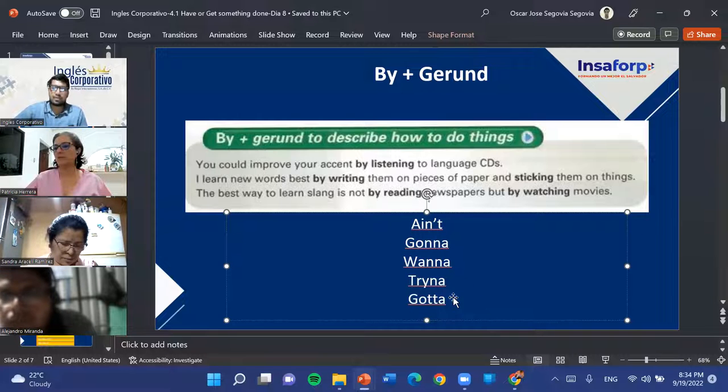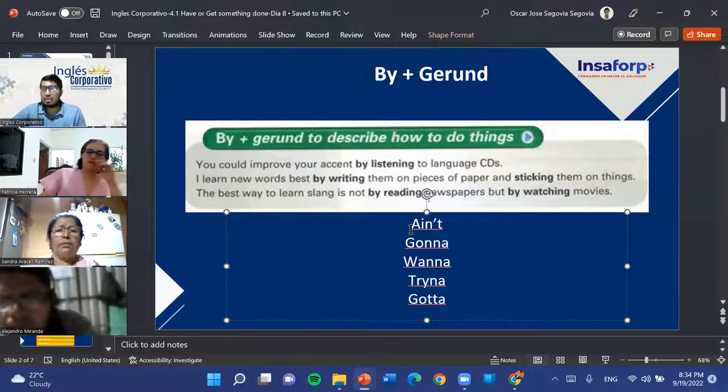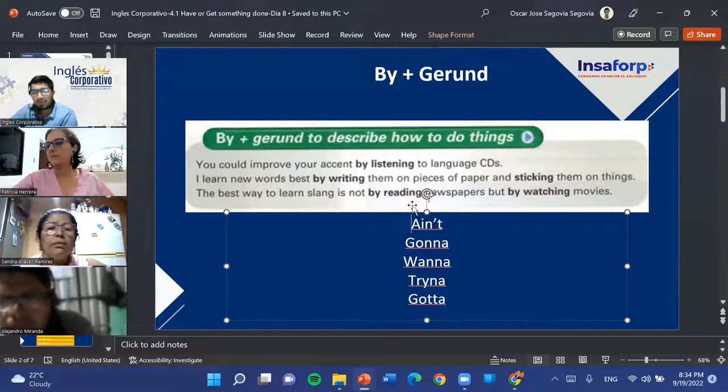For example, gonna, wanna, trana, gotta, that is something that is of general use, but ain't is not general. You will very rarely hear a white person say I ain't.